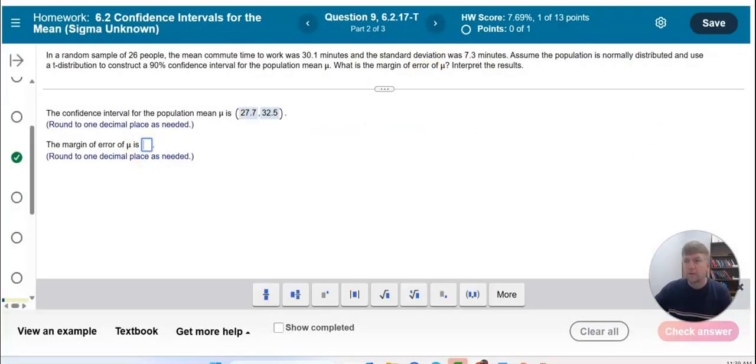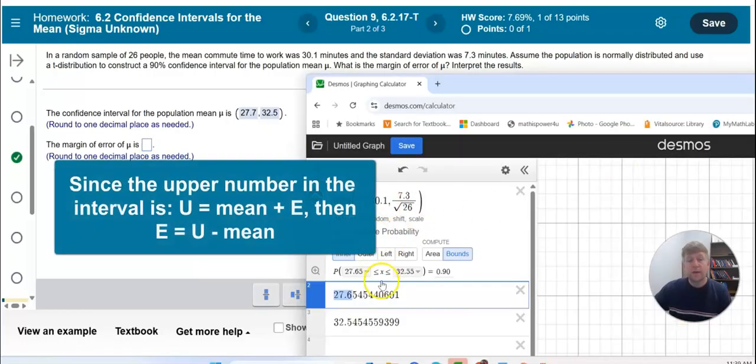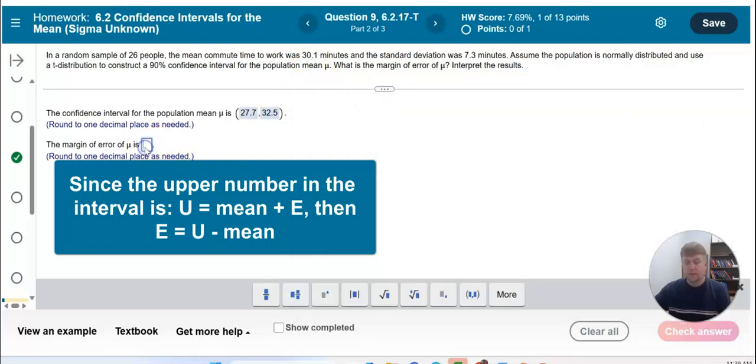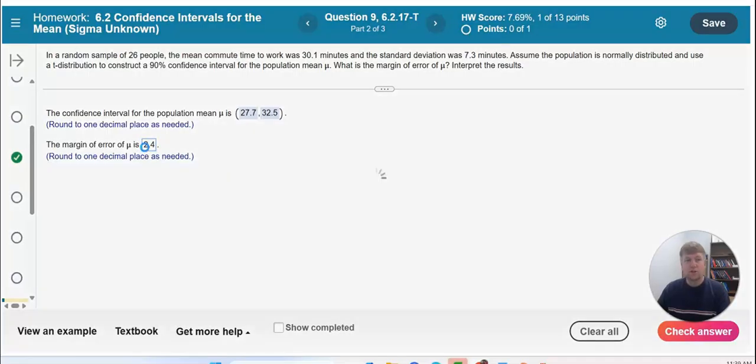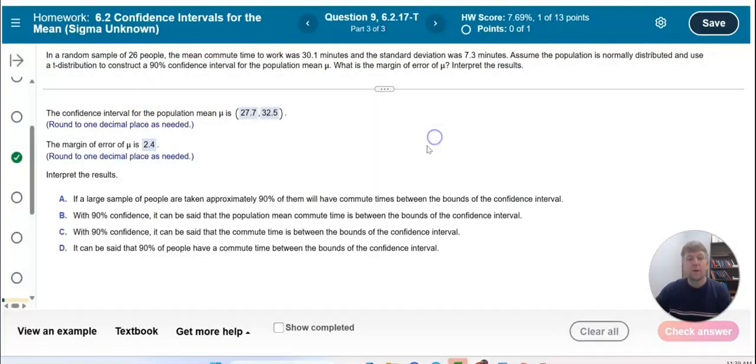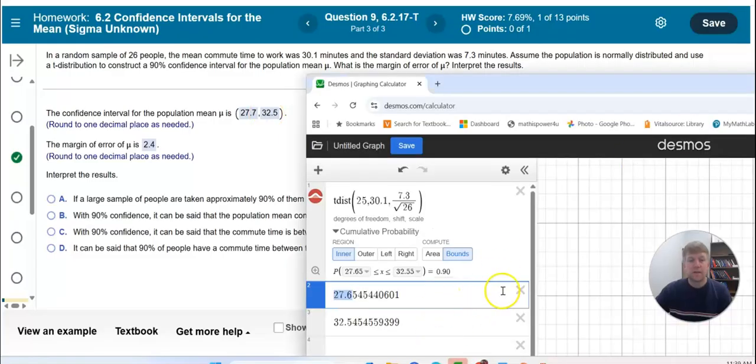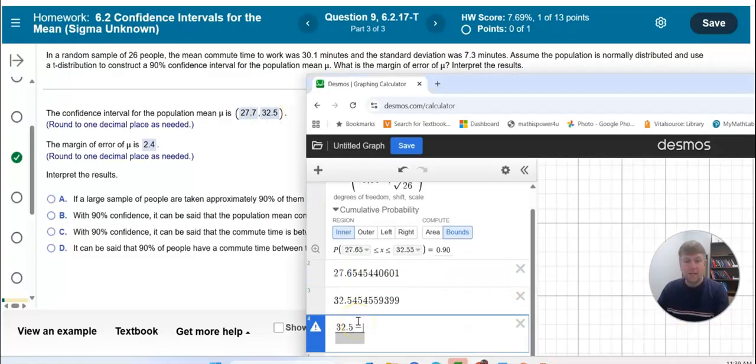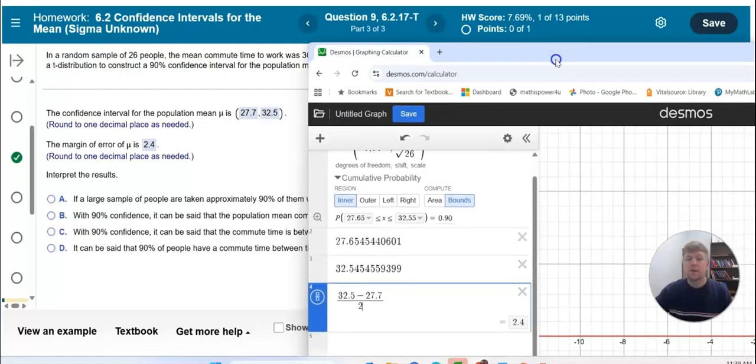Oh, sorry, I wasn't done. Margin of error. Margin of error can be found two ways. I can subtract 32.5 minus 30.1, so that'll be 2.4. That's the easy way to do it once you've already constructed the interval. But the other way is to take the difference between the upper number minus the lower number, and then divide that difference by 2. That's another way you can get the margin of error.